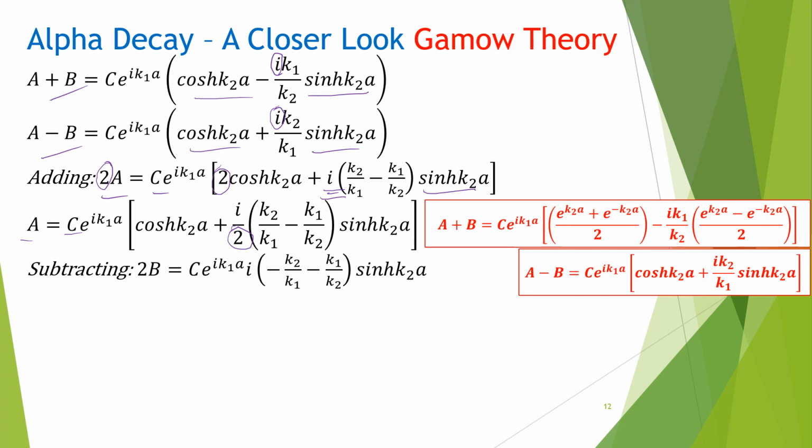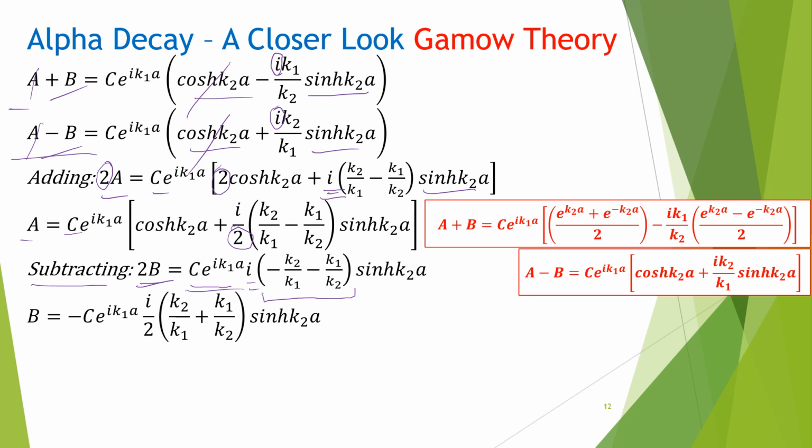Similarly, we can subtract the two expressions so that A is eliminated and twice B is equal to this term. When we subtract this from this, A minus A will be 0 and B minus minus B will be twice B. Here this term and this term are cancelled and we are left with only the imaginary part, C times e to the power I k1a into this imaginary number I times, inside the bracket, minus k2 upon k1 minus k1 upon k2 times sinh of k2a.